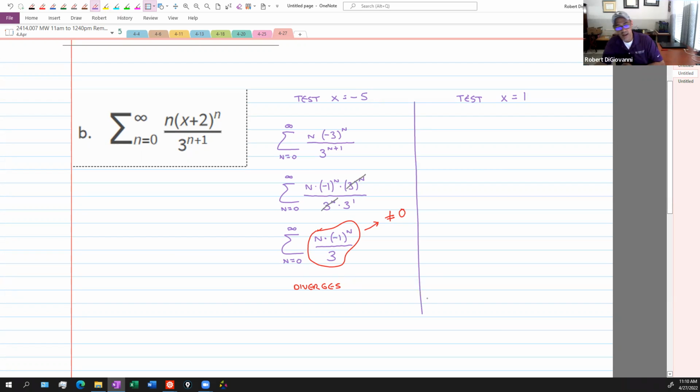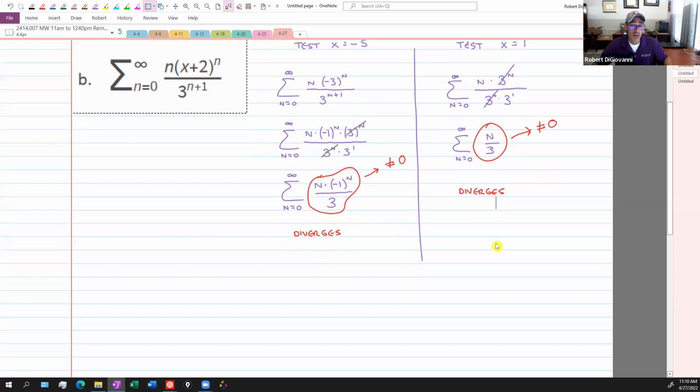Okay, now I need to test it at x equals 1. So if I do that, okay, if I plug in 1 here, I get 3 to the n. So 3 to the n over, and then on the bottom, 3 to the n plus 1 can be rewritten as 3 to the n times 3. And again, the 3 to the n's cancel. And so all you get is sum n equals 0 to infinity of n over 3. And that again diverges because this just blows up, right? This becomes infinite. This does not go to 0, so it diverges.